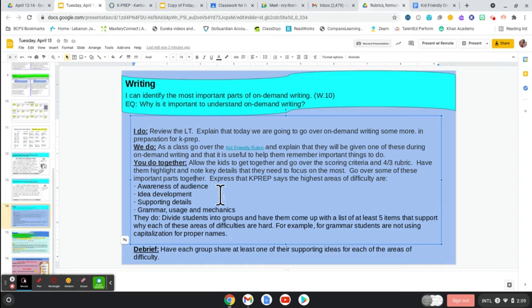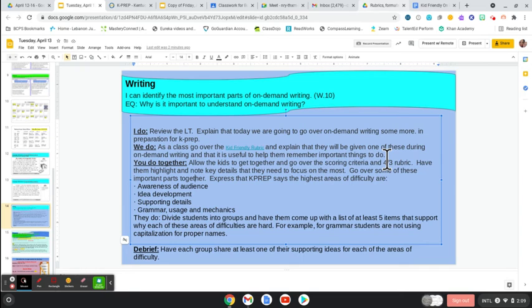We're going to get together as groups and look at what the criteria for a 3 or a 4 is. I want you to think about what you can do to get a 4 or a 3. A 3 is proficient, but a 4 is above and beyond. I also want you to highlight or take notes of key details that you need to focus on the most. We're going to go over some important parts here.